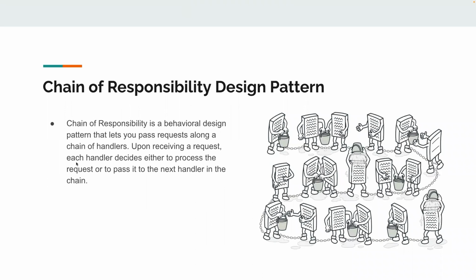The next design pattern is the chain of responsibility pattern. So this pattern is where you run through a chain of handlers. It will allow you to pass the request from one handler to another. And when a handler receives a request, it will have two options: either pass it to the next handler or process the request by itself. We'll get the idea of this pattern with an example.